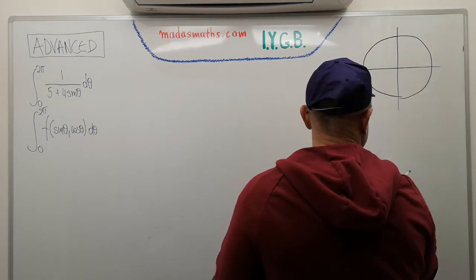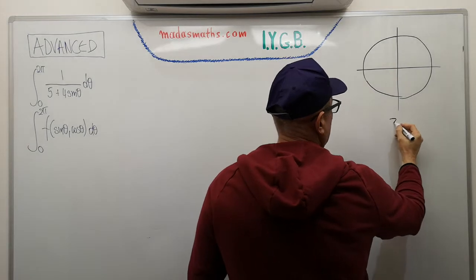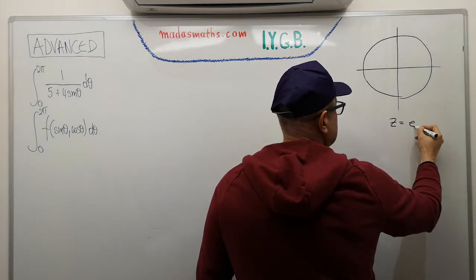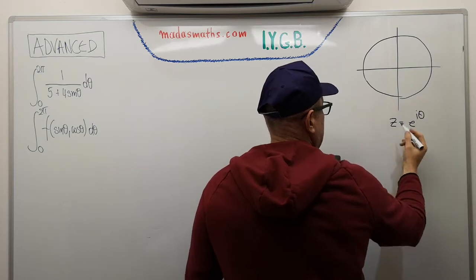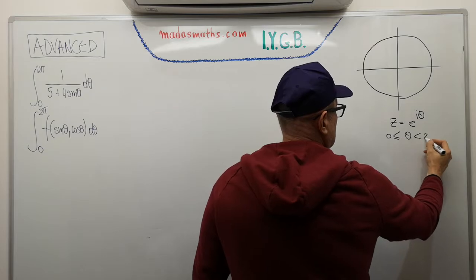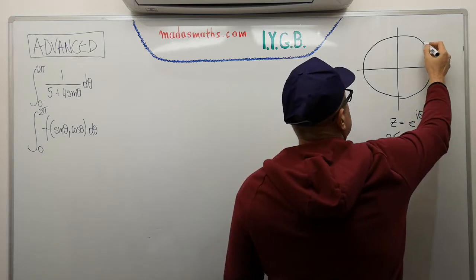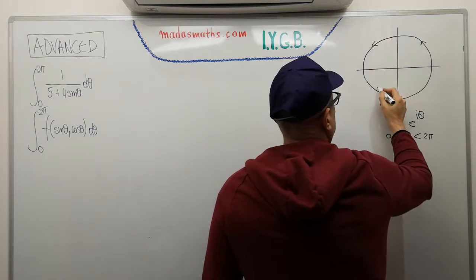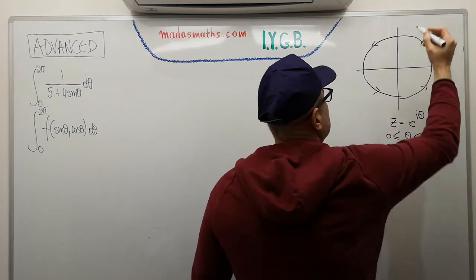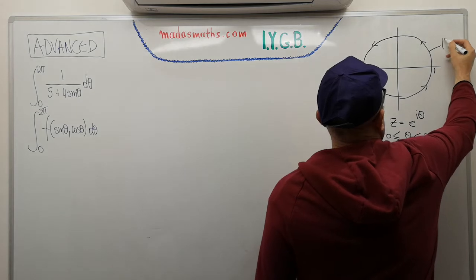And the standard parameterization for something like this is, of course, z is equal to 1, radius 1, which I'm not going to write, e to the i theta, and the theta will run from 0 to 2 pi. So it will trace the circle in an anti-clockwise direction. Let's do a bit of labeling. So that's 1. Let's call the circle gamma.